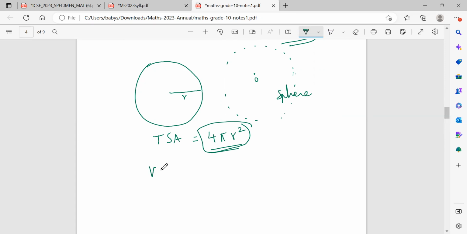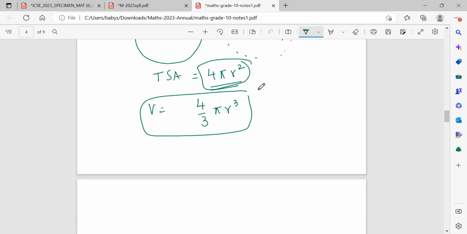Volume, again, empirically they have found the relationship. Volume is 4 by 3 pi r cube. TSA is 4 pi r square. Volume is 4 by 3 pi r cube. Just be mindful of the units accordingly.